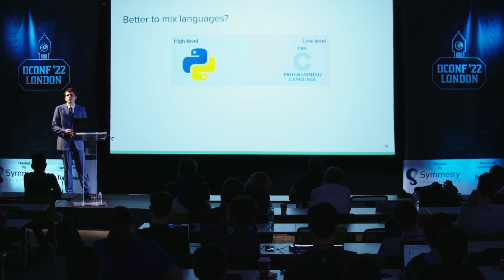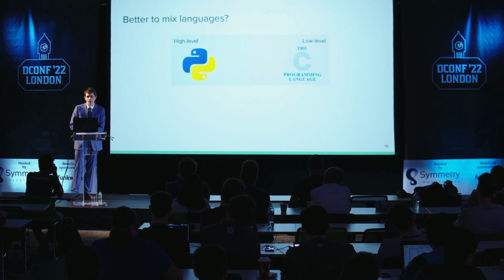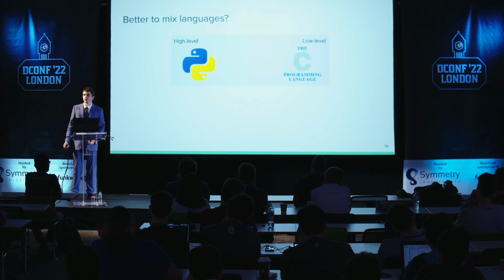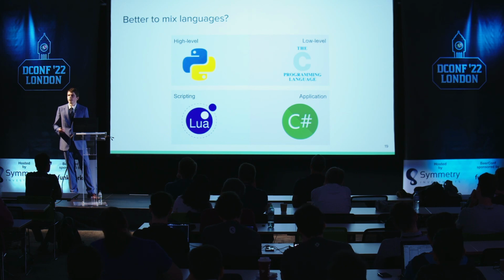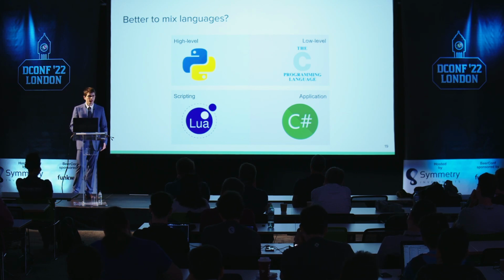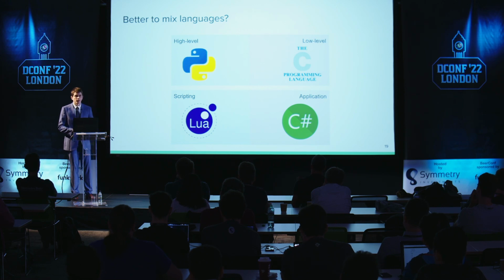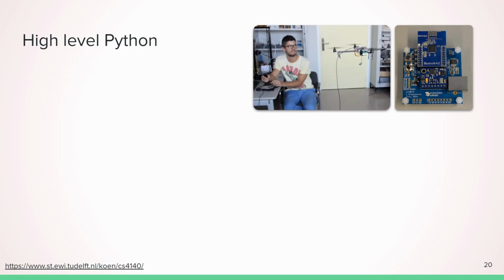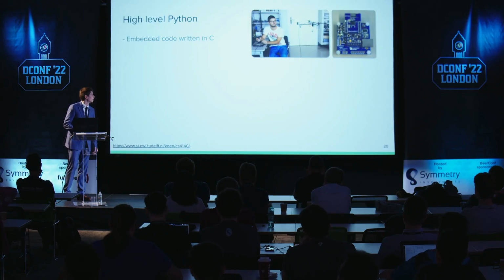So now the question is, is it maybe better to not have one language that fits everything, but instead mix languages? For example, write high-level parts in Python and low-level in C, or scripting parts in Lua in an application written in C#. Well, I have had some experiences with that, and this is why I'm going to cover them, and we'll see how that works out for me. For one of the university courses, we were programming a quadcopter, and it had a little embedded board, had some embedded code written in C, because it's low level.